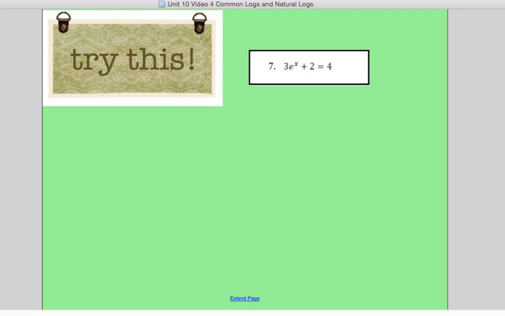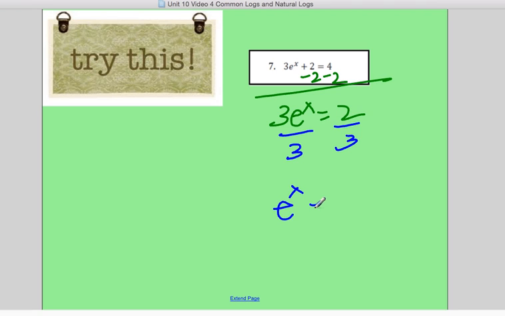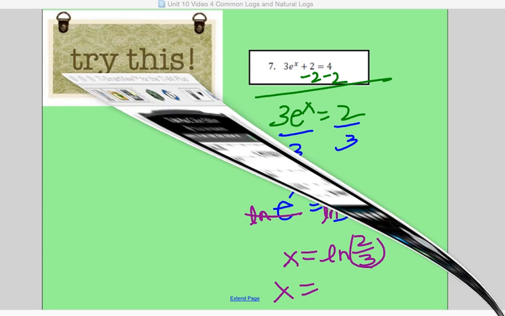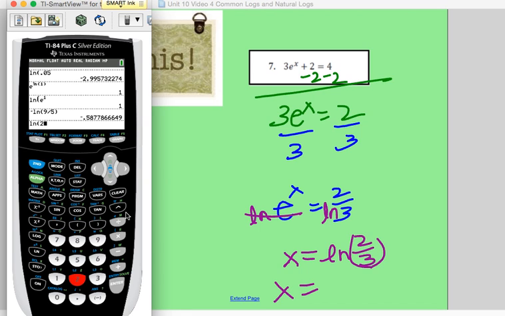Example 7, okay? I would recommend pausing the video and trying this one. This one's very similar to one we just got done doing. Okay, so I hope you paused the video and tried this one. Here's how you would do it. Subtract 2 first. 3e to the x equals 2. Divide both sides by 3. So I have e to the x is equal to 2 over 3. Now in order to get rid of the e, we would take natural log on both sides. So x is equal to natural log of 2 over 3. Or I can type it in, and x is equal to natural log of 2 divided by 3.